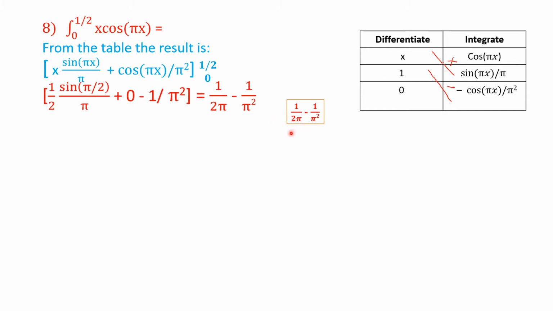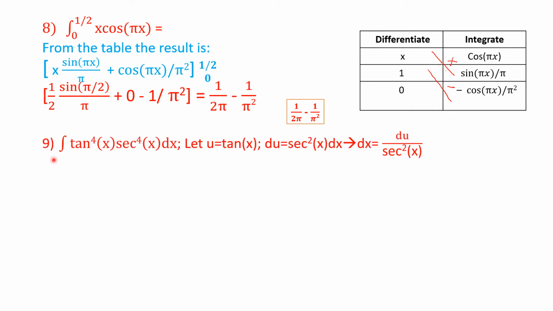Next, let's go to the next question. That's question number 9. Integration of tan to the power 4x sec to the power 4x dx. Let u equal to tan x. So du will be equal to sec squared x dx, and that implies that dx will be equal to du divided by sec squared of x.